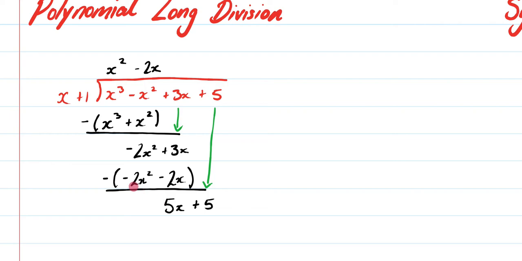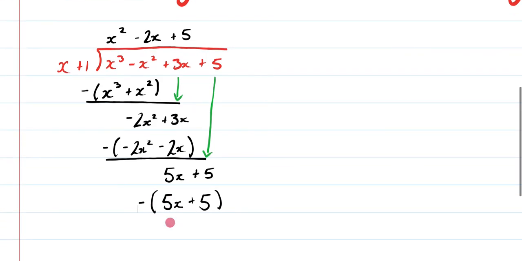Then you start again. Then you're going to go, how many times is x going to 5x? It goes in plus 5 times. 5 times x is 5x. 5 times 1 is 5, plus 5. Then I'm going to subtract. Come down. Come on, you can do it. There we go.